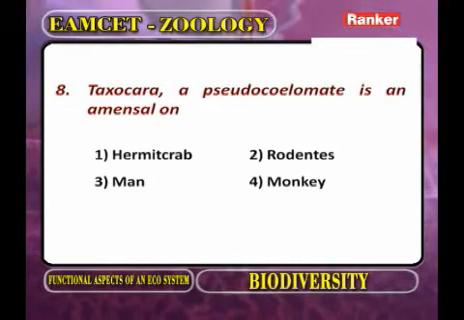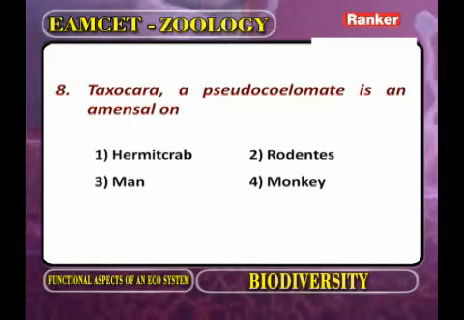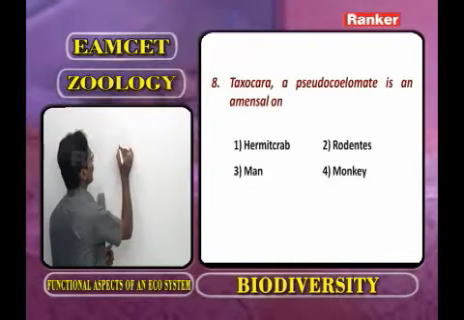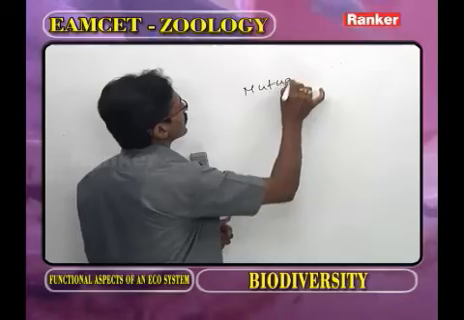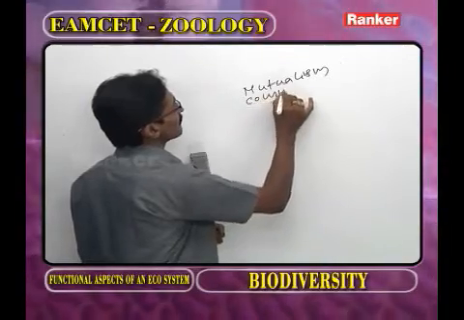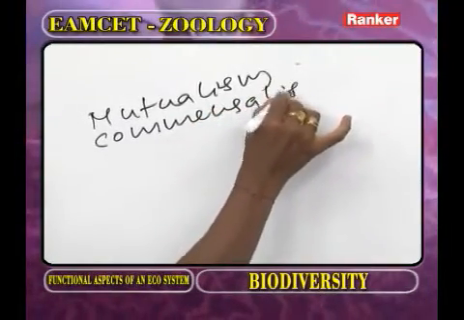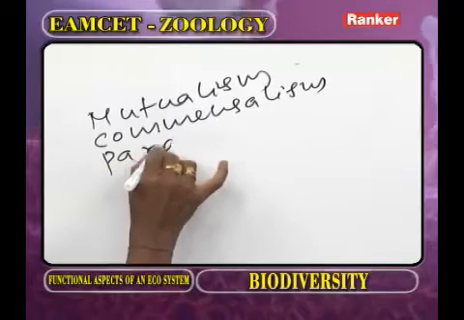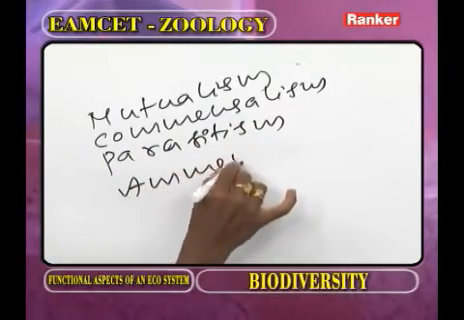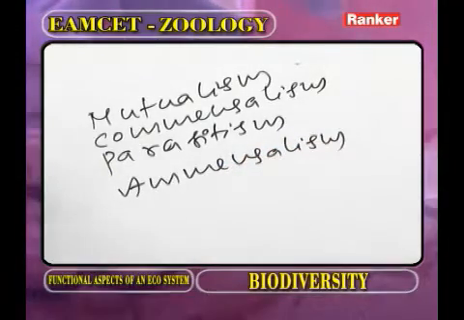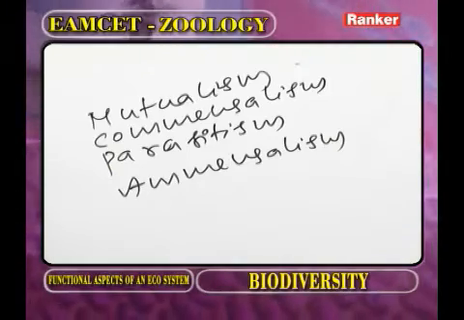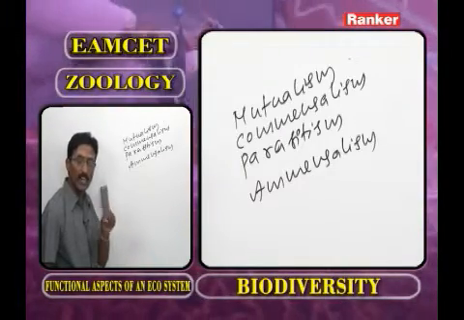Toxocara, a pseudocoelomate, is a commensal on. Now, as we observe the associations, one we call mutualism, we know very well. The second one we call commensalism, the third one parasitism. In order to explain commensalism, definitely one is affected and the second one is not affected.